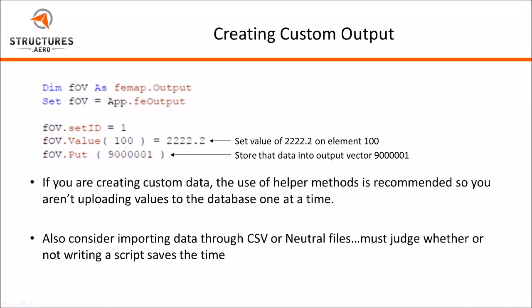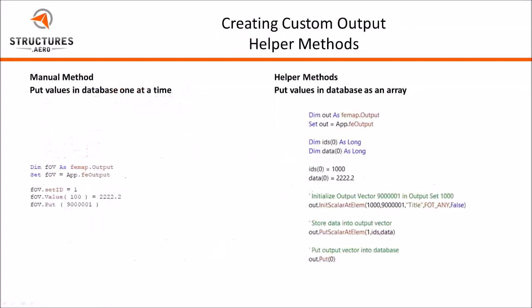So helper methods, what are they talking about when they mention these? On the left is that manual method that we were looking at, right? We have a set ID, we manually set the value and place it in the output vector. A helper method is one of these methods here on the right, for example, the put scalar at element, which deals with an array instead of single values at a time, right? In this case, it's just a 1D array because we're putting that same value of 2,200 onto element 100, and then placing that into vector 9,000,001.